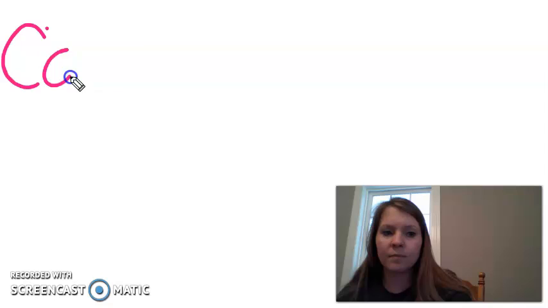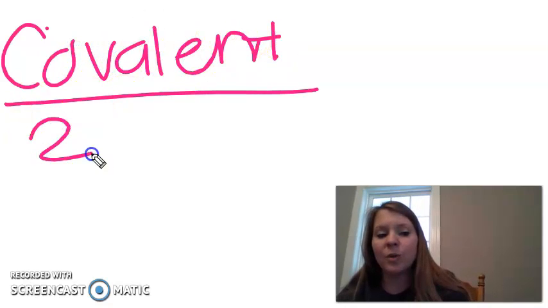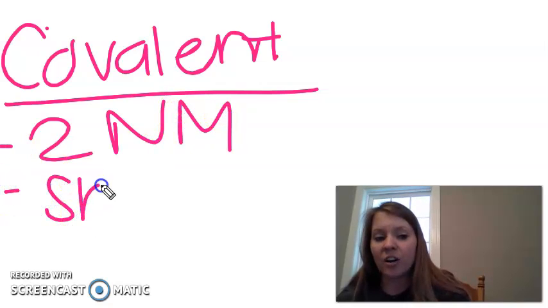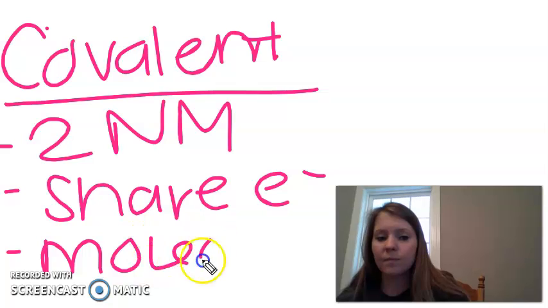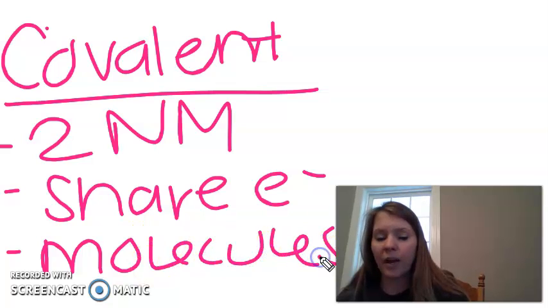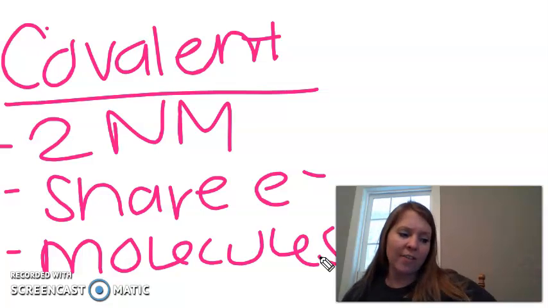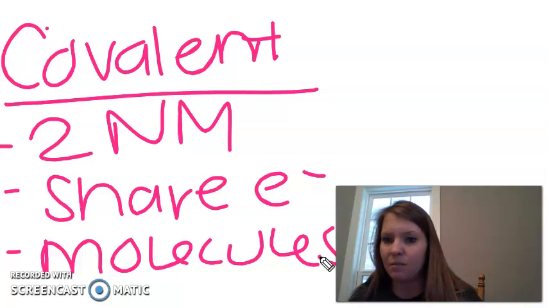Okay, so if we have a covalent bond, these occur between two non-metals. These are going to share electrons, and these are going to create molecules. We're going to talk more in detail about these over the next couple of days, but this is just a brief overview. Today, we're going to look at the structure they make to keep it fairly simple.